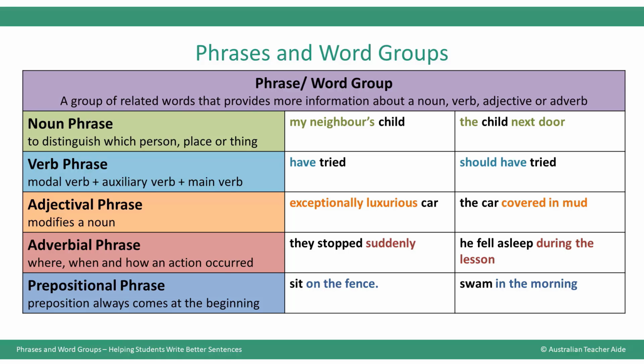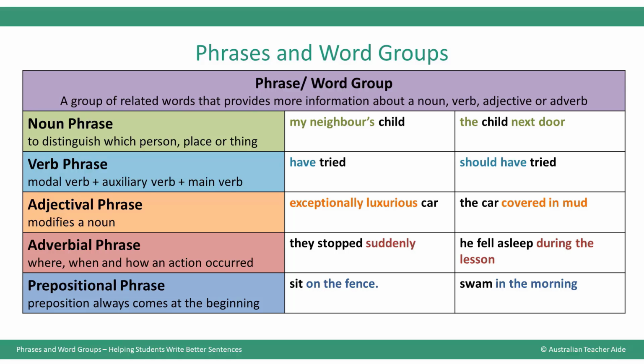A noun phrase or noun group describes a noun in more detail. My neighbour's child is a noun phrase. We can use the pronoun my to point to the noun we're referring to, or use an article such as the to distinguish which child we are referring to, such as the child. We can also include an adjective or an adverb to describe the noun in more detail, for example, my neighbour's child, or the child next door. Notice that the noun phrase can come before or after the noun.